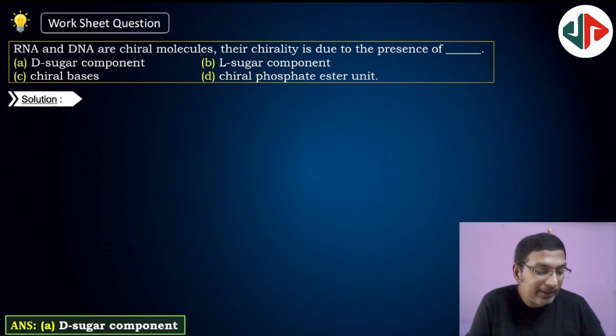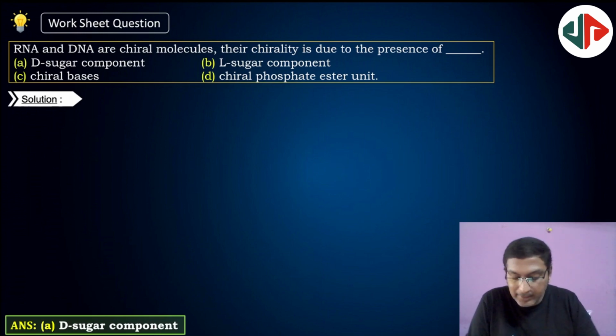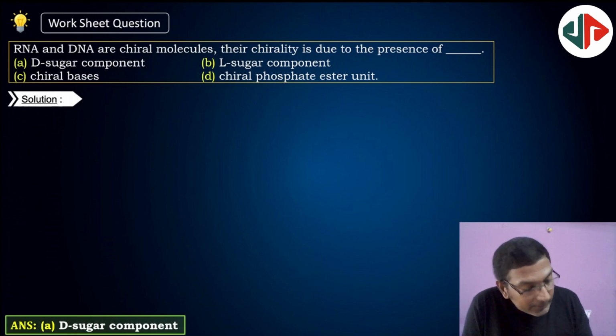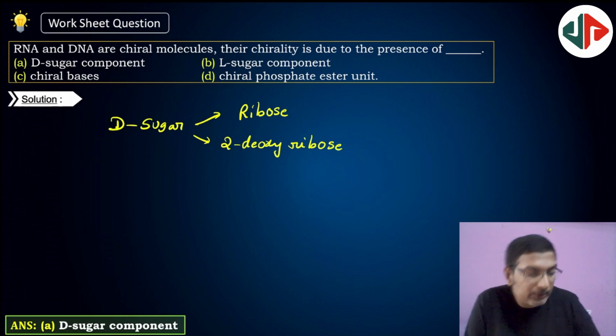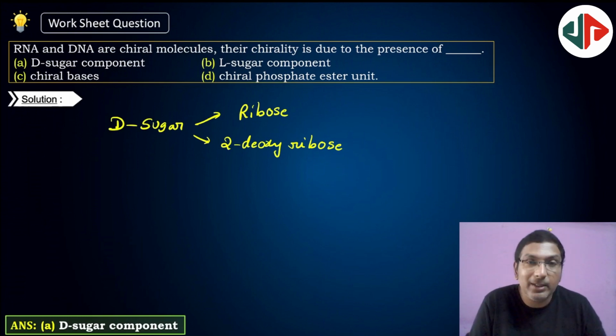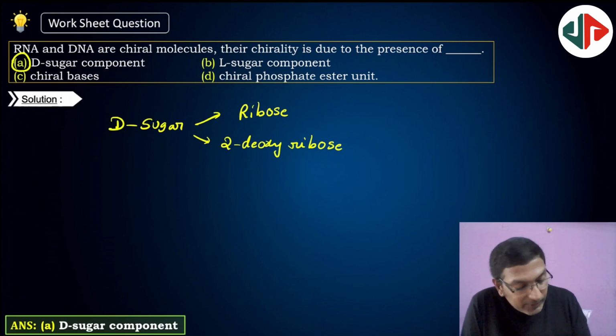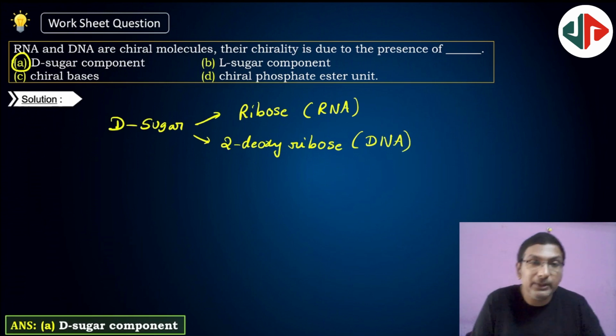So RNA, DNA are chiral molecules. Their chirality is due to the presence of D sugar. So here D sugar is ribose and 2-deoxy ribose. So due to sugar is optically active, chiral. Option A. So ribose is present in RNA, deoxyribose is present in DNA. So due to sugar, it is chiral, optically active. Next.